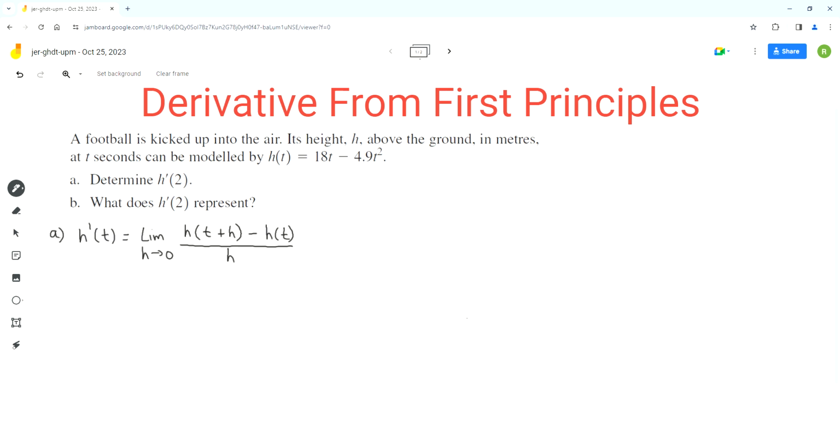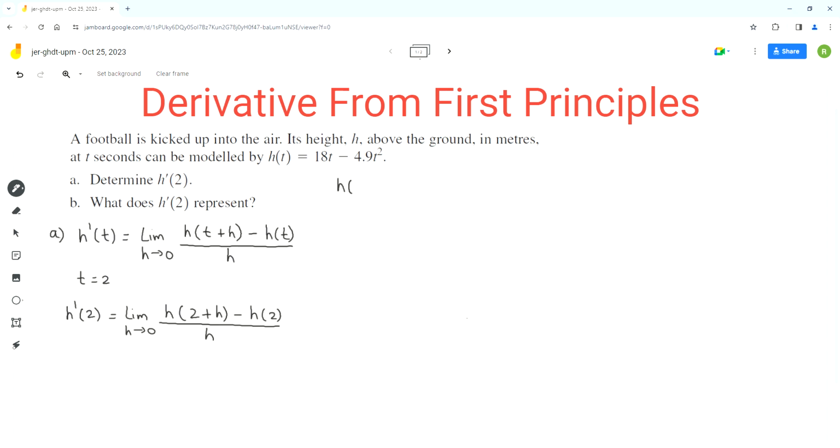Now we have to find the derivative of this function at t equals 2. So we can sub in t as 2 in this expression. We get h'(2) equals the limit as h approaches 0 of h(2 + h) minus h(2) over h. Now we have to find the expressions for h(2 + h) and h(2). So let's start with h(2).